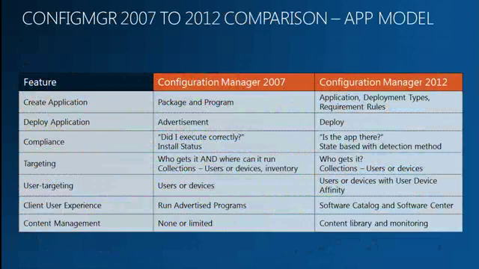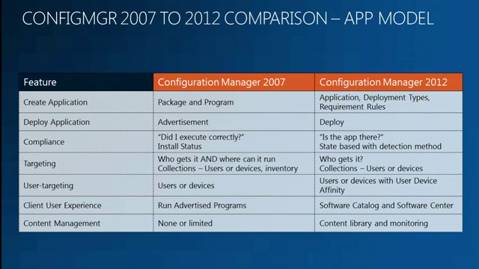So here's some context around features in CM07 and CM12. When creating an application in CM07, you had the package program. In CM12, you have applications which have associated deployment types, and those have requirement rules, detection methods, etc. To deploy an application in CM07, we have advertisements, and now we have what are called deployments.